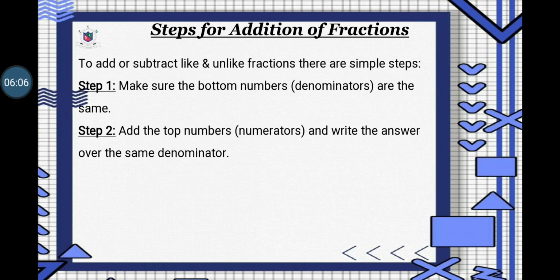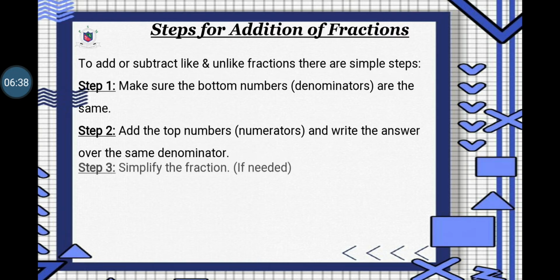In the second step, we have to add the top numbers, meaning the numerators, and we have to write our answer over the same denominator. My dear students, always remember that we add only the numerators. Denominators will not be added. After adding the numerators, we write our answer over the same denominator.